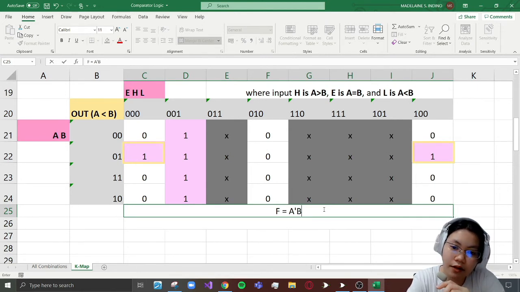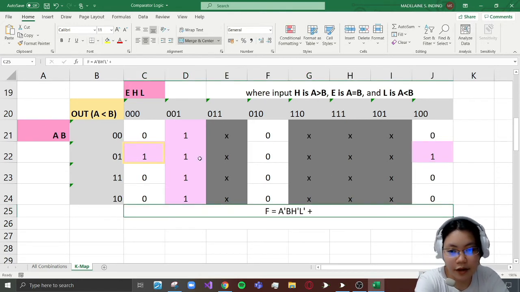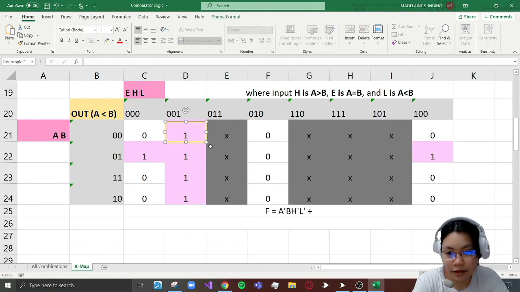Then we can see that E is also cancelled because it turned from 0 to 1. However, H and L stayed in their complement form. What is our next group? Our next group is this group.